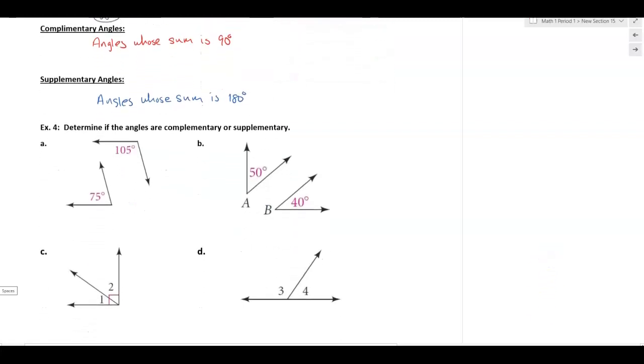Right away, looking at the first of the four examples, if this angle is 105 and this angle is 75, are these angles complementary, supplementary, or neither? If I add 105 and 75, I get 180. So we would say that these angles are supplementary. The next one, if I take the two angle measures, 50 plus 40 gives me 90. So we say angle A and angle B are complementary.